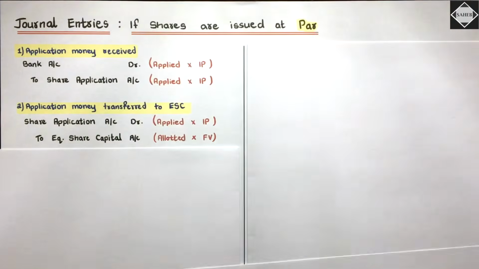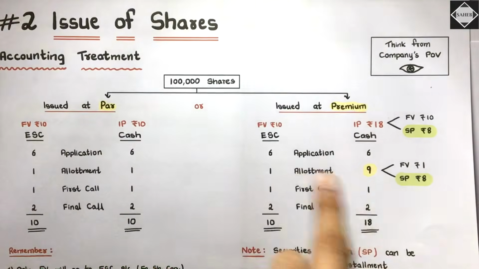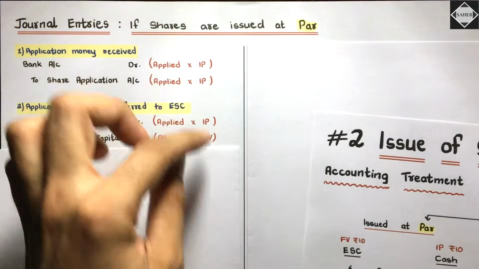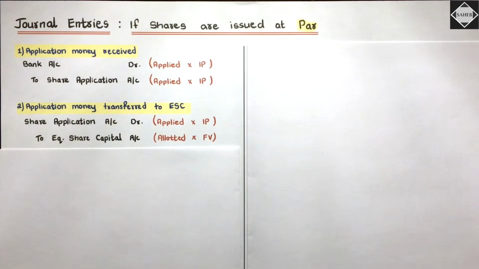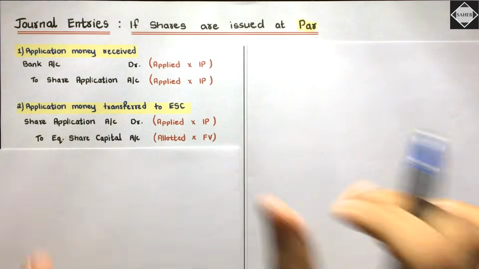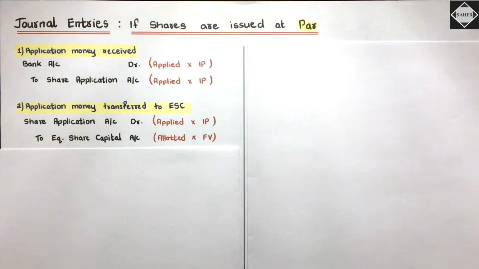Sometimes there can be difference over here. When premium comes, what happens? There is difference, isn't it? So that is why we have differentiated it. You will understand more about it when we see the journal entries of premium. So like this 6 lakh will come over here. There is no difference over here, right? Okay, so application stage is completed.